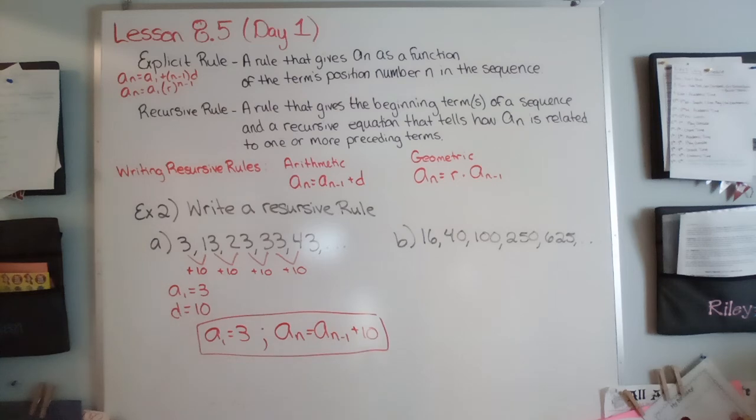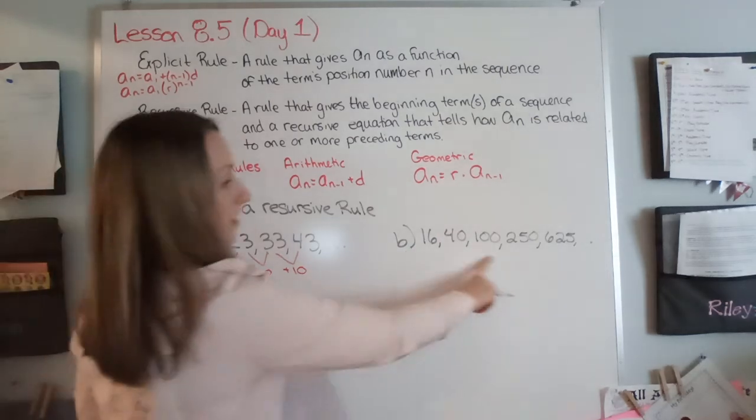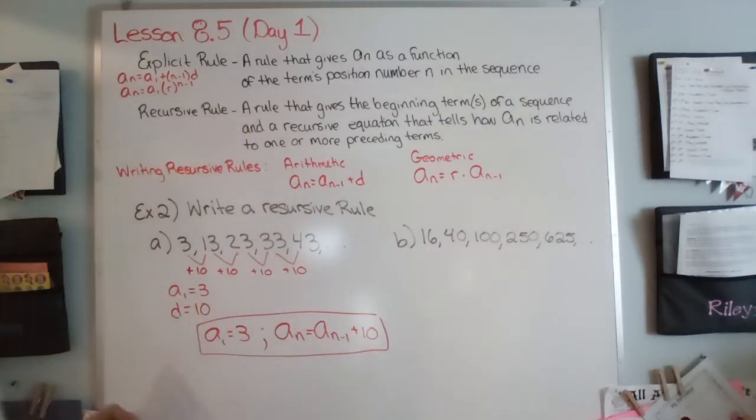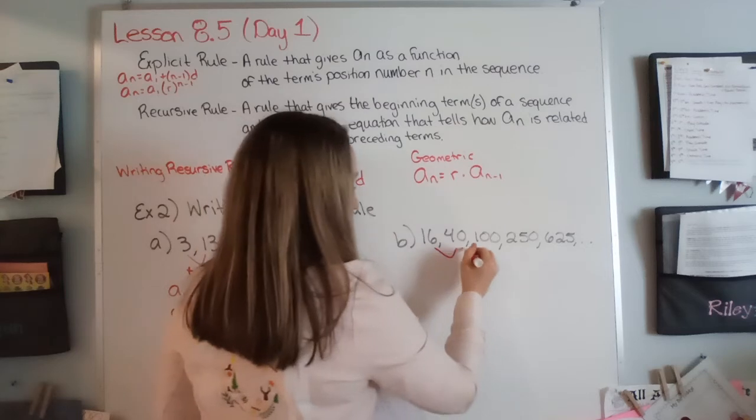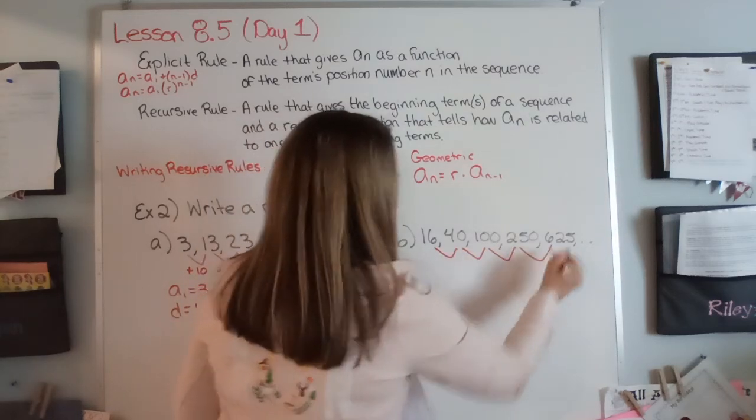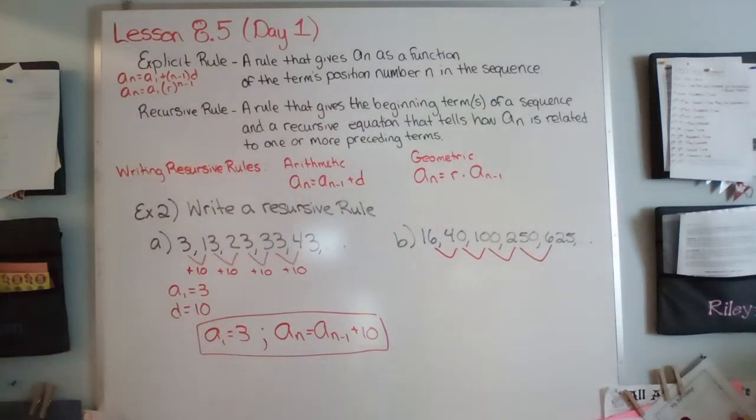Okay, that's all you have to do. All right, for the next problem, identify if it is arithmetic or geometric. Okay, you can tell since the numbers are growing quite quickly, it's not increasing by the same value. It's not arithmetic. So I'm multiplying by something. What am I multiplying by to get from one term to the next?